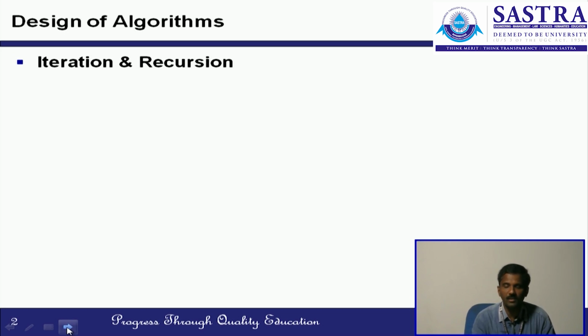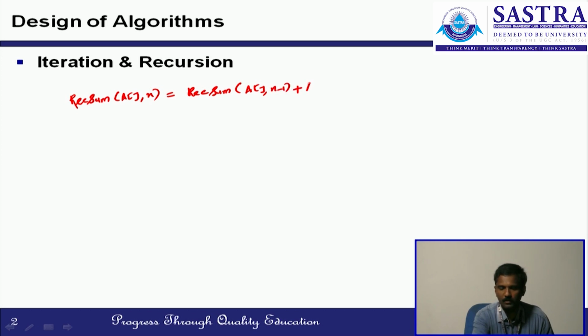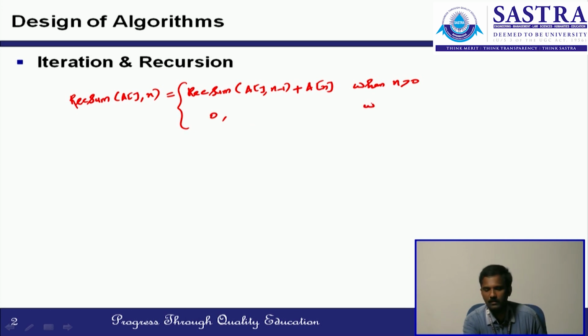Finally, we have discussed the recursive sum of a array comma n is equal to recursive sum of a array comma n minus 1 plus a of n. This is the case when n is greater than 0, and this is equal to 0 when n is equal to 0.